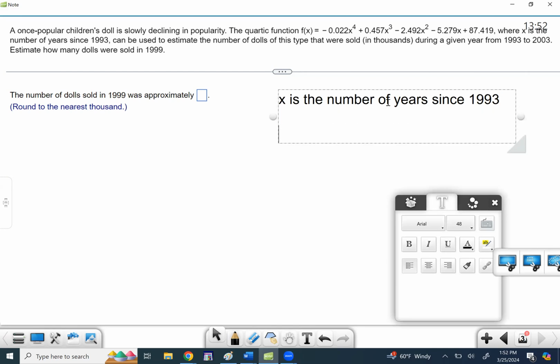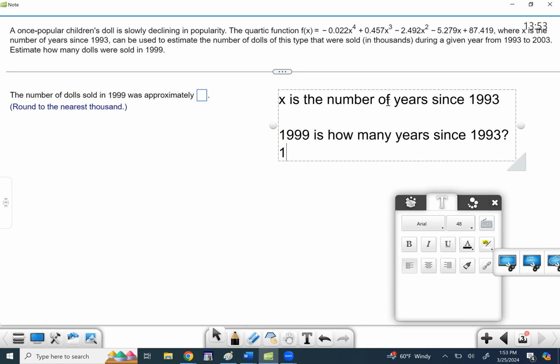Okay, so we want to know how many dolls were sold in 1999. So we have to figure out 1999 is how many years since 1993. And so we could just subtract to get that, right? 1999 minus 1993, it looks like it's been 6 years, okay? So that's what we're going to use for our X. So let X equal 6. And that's the gist of it.